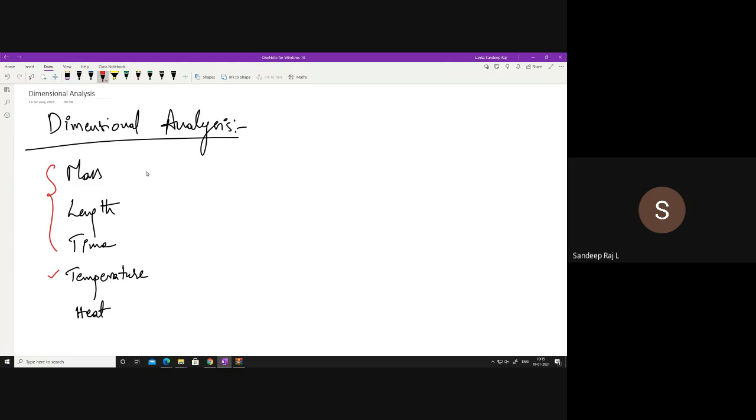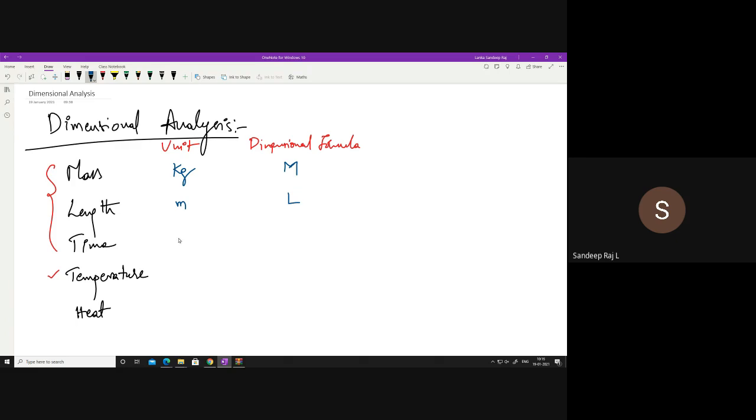So what I'll be doing is I'll be writing the unit and dimensional formula for all these terms here. So tell me what is the unit for mass? SI unit is kg. Dimensionally, how I will show it? I will show it with capital M. Coming to length, what is the unit? SI unit is meters. How I show it here in dimensional formula? L.